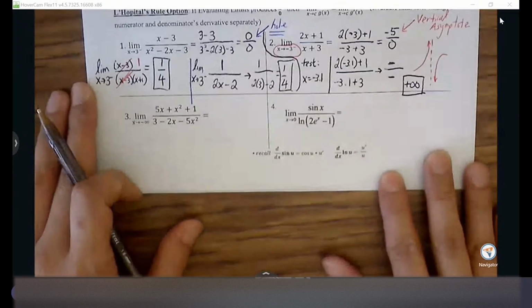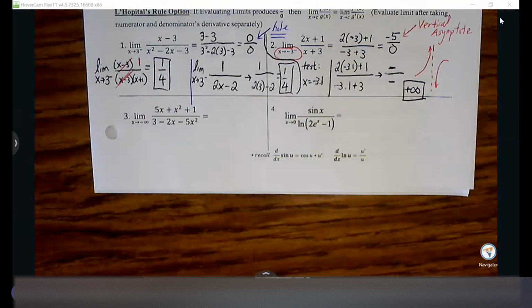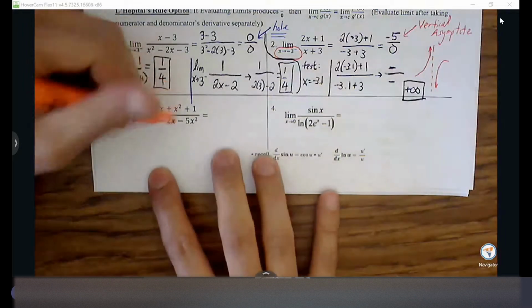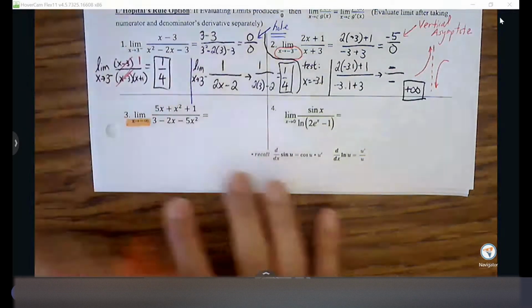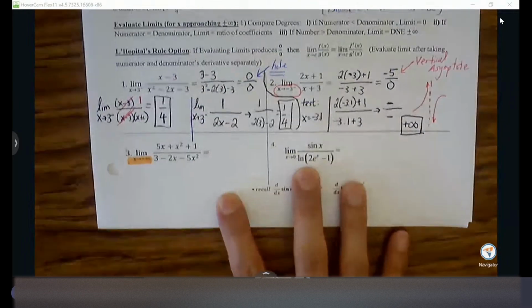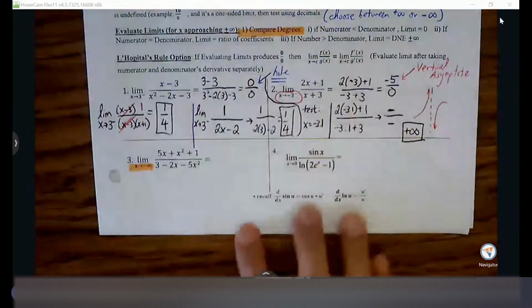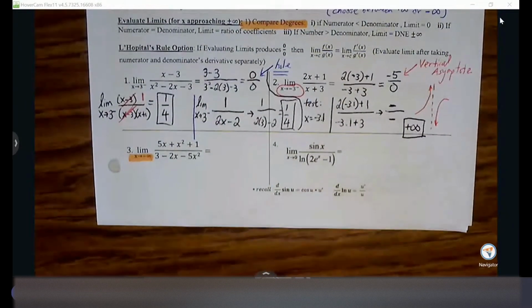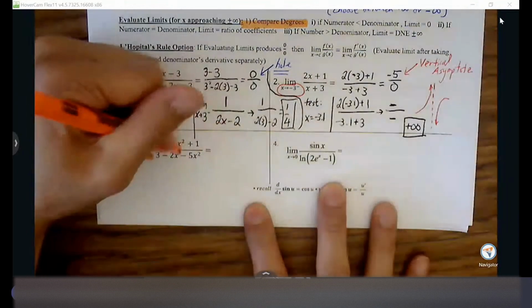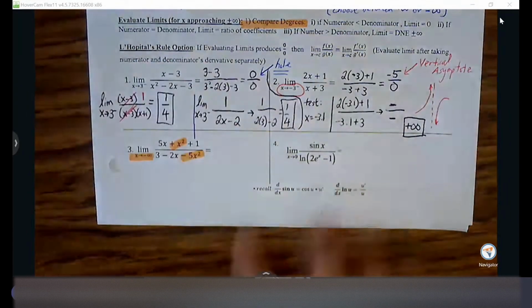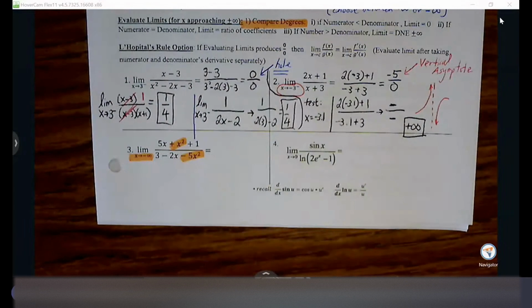Okay, what's different about number 3? No longer approaching a real number, right? It's approaching infinity or negative infinity. And how do we handle infinity or negative infinity? Yeah, we find the highest exponents and we compare them. So what do you notice for this problem? Yeah, they're the same. So we're just going to be zeroing in on that x squared and negative 5x squared. We don't care about the rest of the expression.